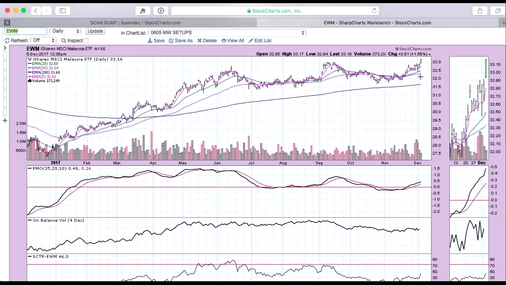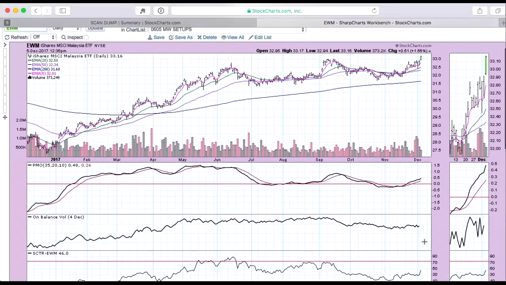All right, iShares Malaysia ETF. And it's an intermediate term rounded bottom. And now we're getting that breakout from that overhead resistance area. Very nice. Already had the PMO buy signal. The PMO is gliding nicely higher. And look at the scooters starting to come back to life.